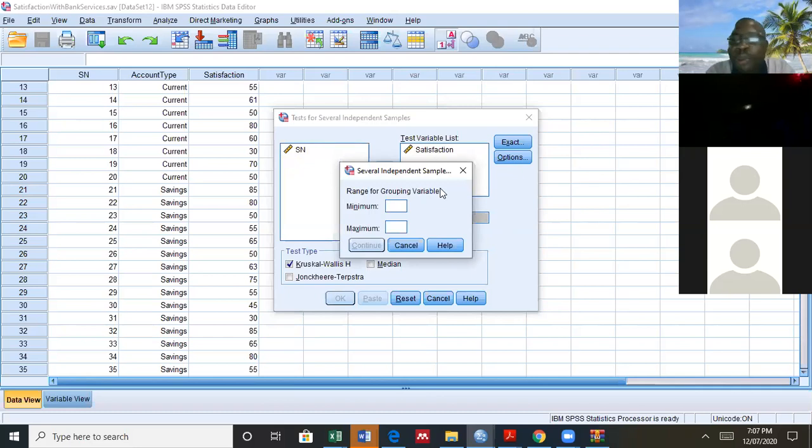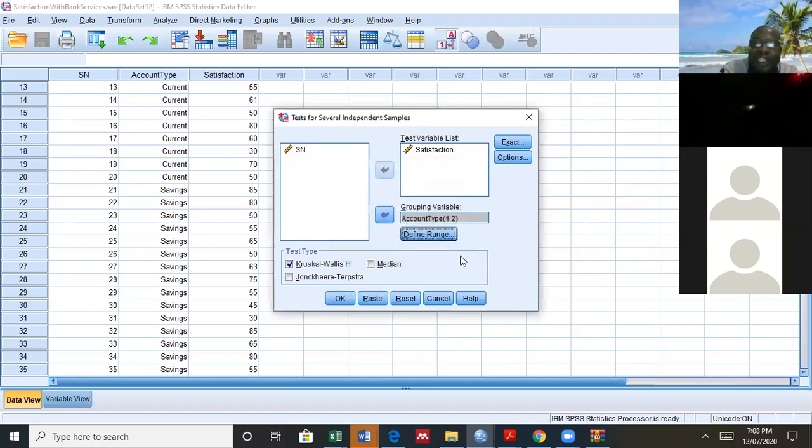Then put minimum as 1 and maximum as 2. In case there are 3 groups, I will say maximum is 3. Continue. Click on median. By default, it has Kruskal-Wallis checked. Click on median also, please.